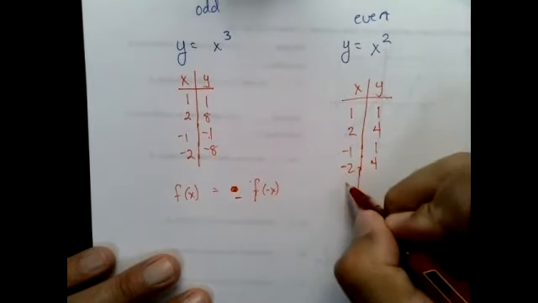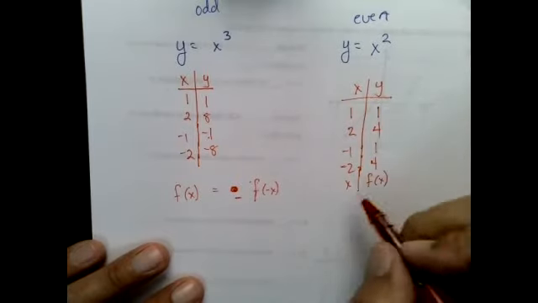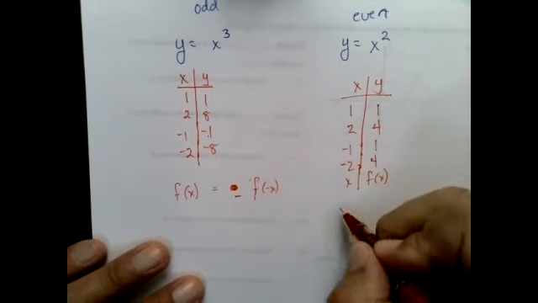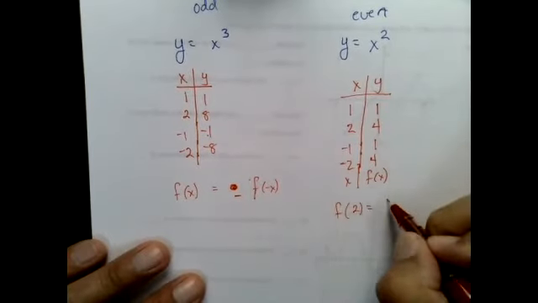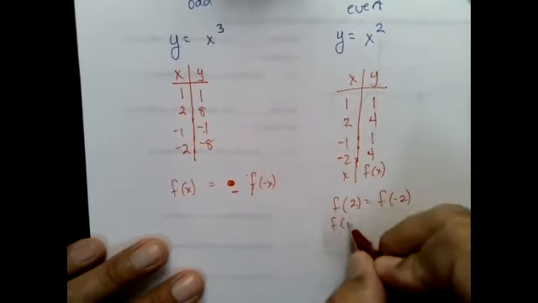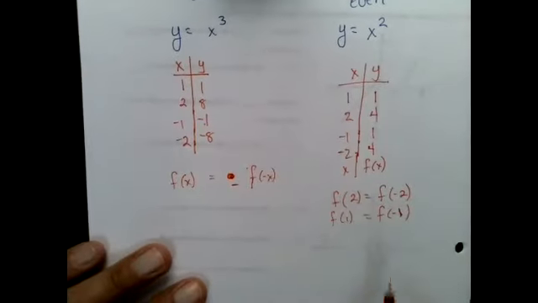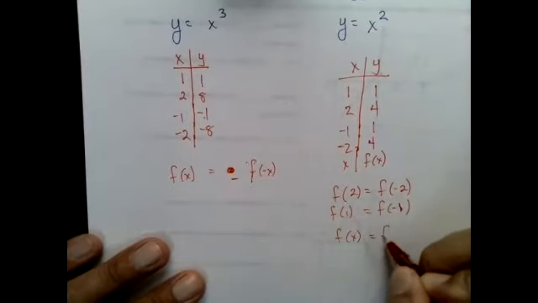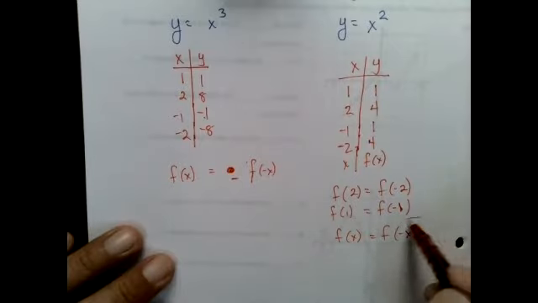If I say x, you say f of x, kind of deal. What do I know about the y values? They are the same. Always positive. So f of 2 is going to equal f of -2. f of 1 is going to equal f of -1. Their y values are all the same. So an even function is f of any x is going to equal f of its opposite.